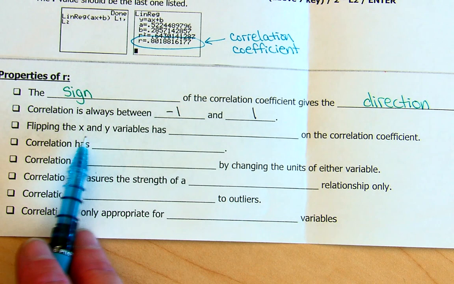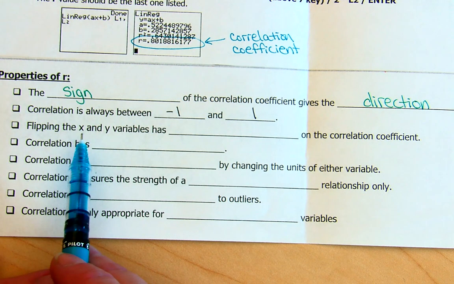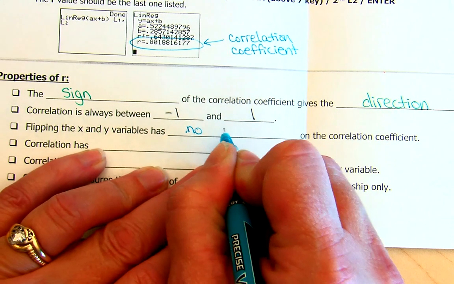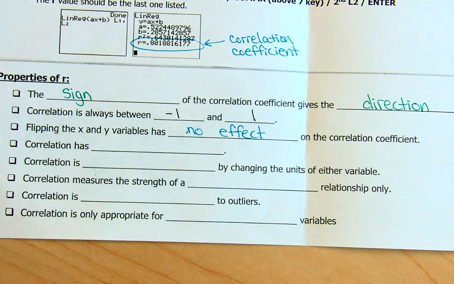Well, what happens if we switch where the X and Y are? What if we graph these and then we said, oh, wait a minute, I should have had the other variable as the explanatory. So how is that going to affect the value of R? Flipping the X and Y variables has no effect on the correlation coefficient, because either they're both increasing at the same time, or they're both decreasing at the same time, or one is increasing while the other is decreasing. Switching those around makes no difference at all. So then, yeah, no effect when you switch them.